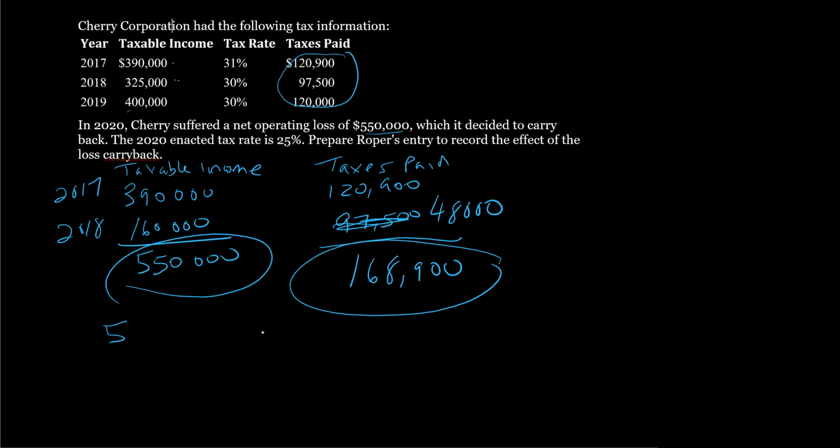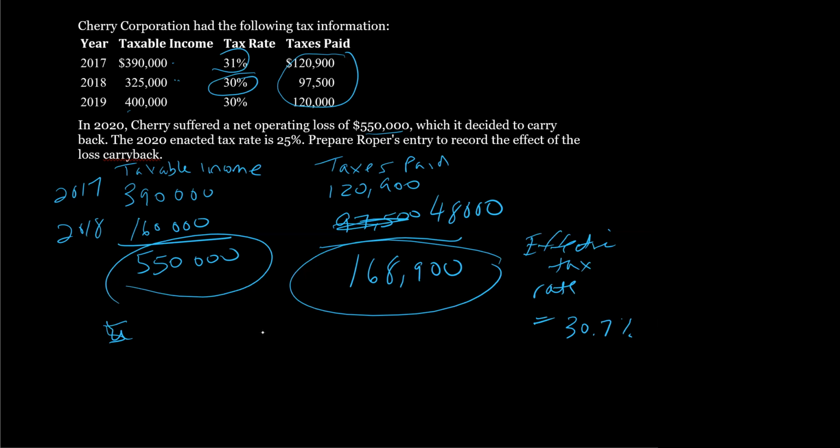So let's quickly calculate the effective tax rate to see if it makes sense. When we calculate the effective tax rate, we're going to take the tax, $168,900, and divide it by the taxable income, $550,000. That's going to give us an effective tax rate of 30.7%, which makes perfect sense because we have 30% here and 31% here.